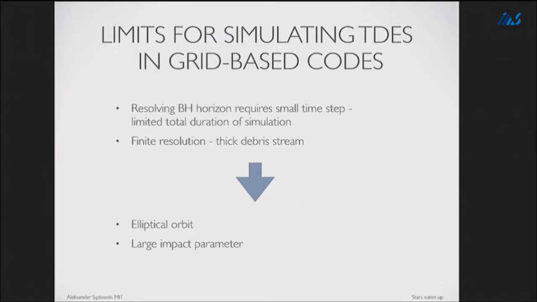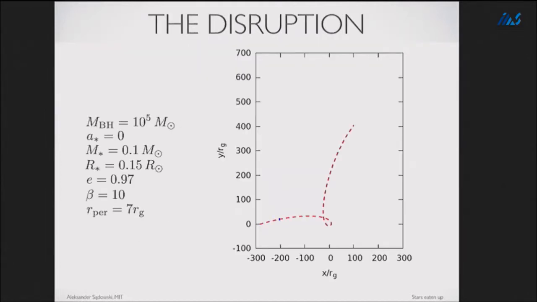The other limit is related to the resolution. The resolution is finite. We can't help that. And one has to be sure that the event that one wants to simulate will never become thinner than one or a couple of grid cells. And this leads us to a setup which is favorable in this case. If we simulate an elliptical orbit and a large impact parameter, we can hope for the event to take place in a limited region which can be covered by a grid-based code. Also, a large impact parameter usually gives us a relatively thick stream, so that it does not become excessively thin.